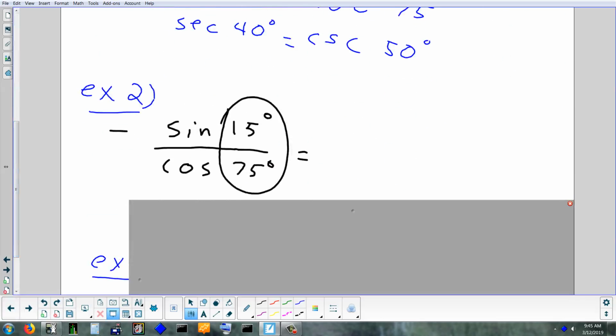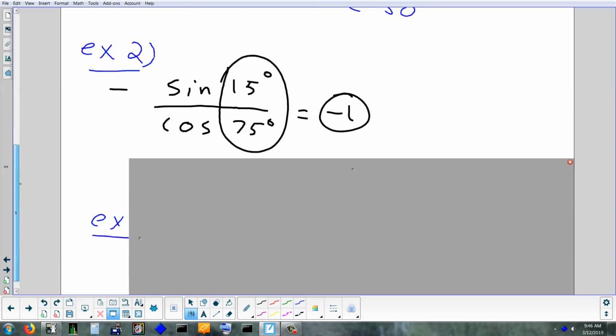What does that mean about what's in the top and what's in the bottom? They're the same. I don't know what the sine of 15 is, and I don't know what the cosine of 75 is, but it doesn't matter. I'm dividing two things that are the same. What happens when you divide two things that are the same? You get 1. And with a negative in front, you get negative 1. If you changed any one of those numbers, like made 15 into 14, you couldn't do it without a calculator. So you had to have cofunctions, and you had to have angles that added to 90.